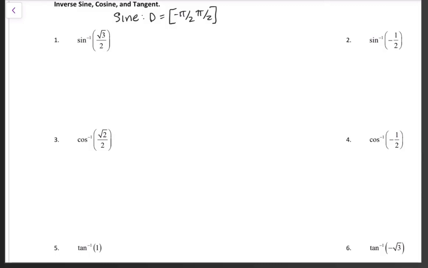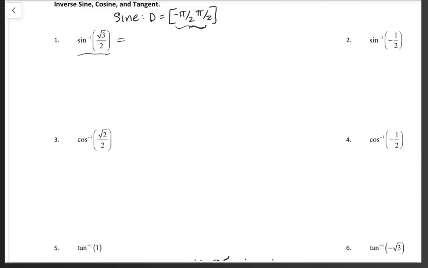So when we're evaluating an inverse trig function, like this first example where we want to find the inverse sine of the square root of 3 over 2, what we're being asked to find is the angle where sine is the square root of 3 over 2. That means we want to give an angle answer here. But the angle that we give has to lie within that interval from minus pi over 2 to pi over 2.